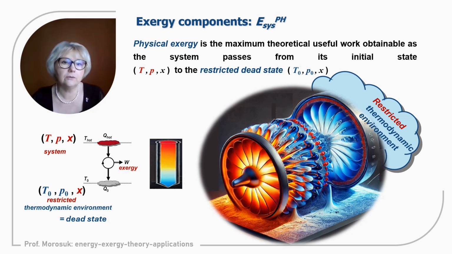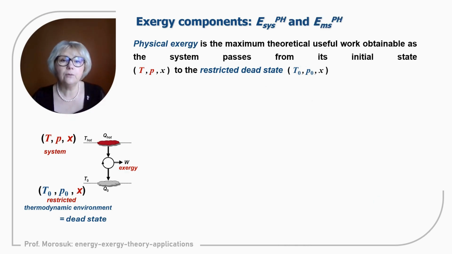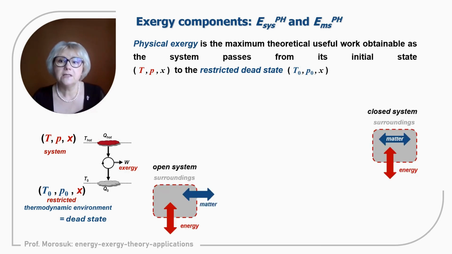It means that there is only this model of physical exergy, how to understand the physical exergy of the system and of the material stream. And here we will discuss that there are different equations by which exergy should be calculated for the system and for the material stream. System for us, according to the thermodynamic definition, is a closed system, and material stream for us is associated with an open thermodynamic system, when a stream of matter can cross the boundary of the system from system to surroundings, and for us surroundings is the thermodynamic environment.